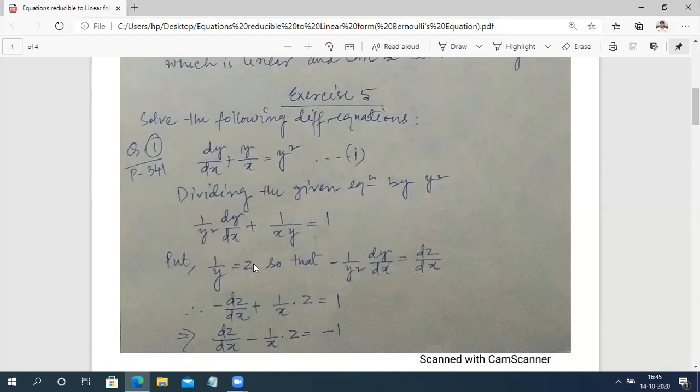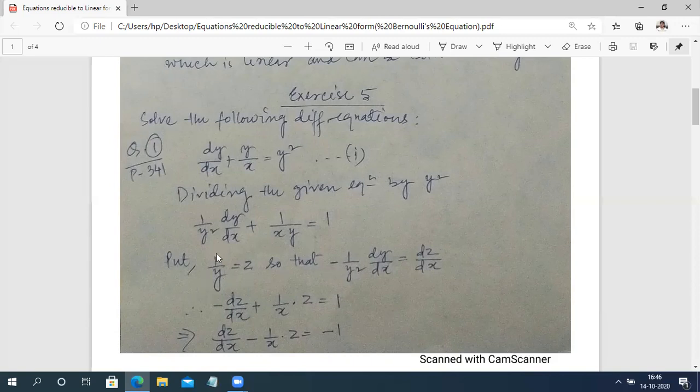Okay, now the second step: whatever coefficient P is having, substitute that equal to a new variable z or v, whatever you want. Here P is 1/x, P into y, so here the coefficient of P is 1/y. So substitute 1/y = z. Now differentiate with respect to x. On the right hand side it will be dz/dx, and on the left hand side it will be minus 1/y² dy/dx.